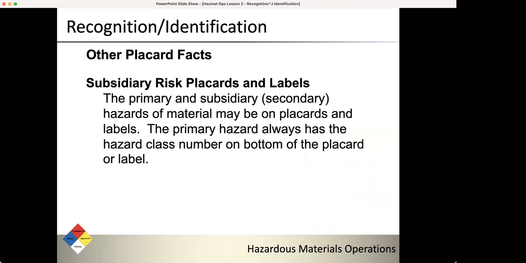Some other placard facts: you can't have subsidiary risk placards and labels. They can tell you exactly what the primary and the subsidiary hazardous materials are. The primary hazard is always the hazard class on the bottom of the placard, so 1 through 9. So no matter what the secondary or subsidiary hazard is, the classification of the hazard class is the primary hazard.